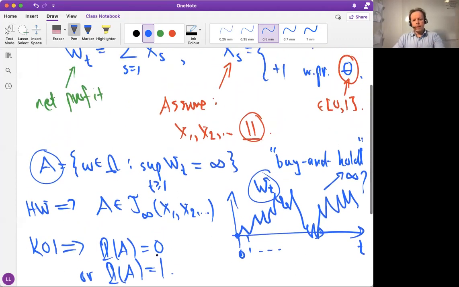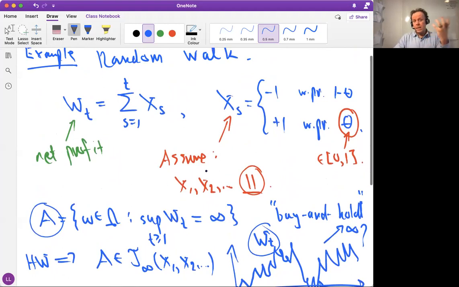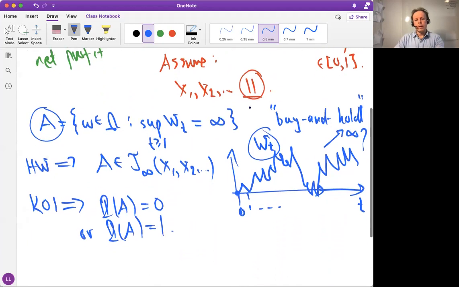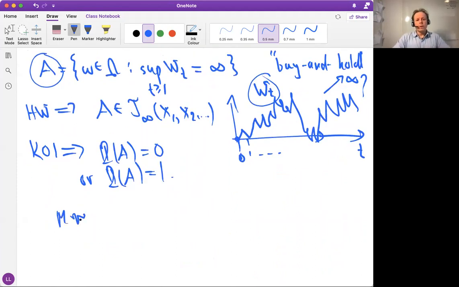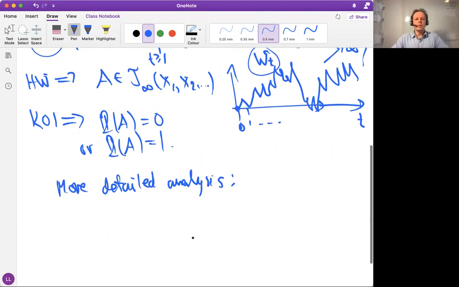Remember, for this fact, the only assumption was independence. That theorem does not look at the sum structure or any details of the model, only at independence. Independence implies that in the tail, we get 0 or 1 probabilities. So if you want to know which one of these happens, you need more detailed analysis. Maybe we have time to do that in this course, but what is the answer?